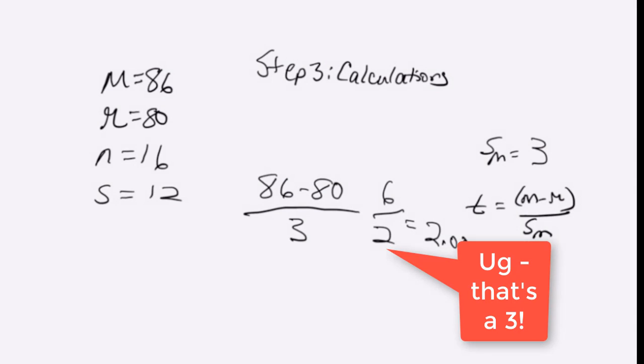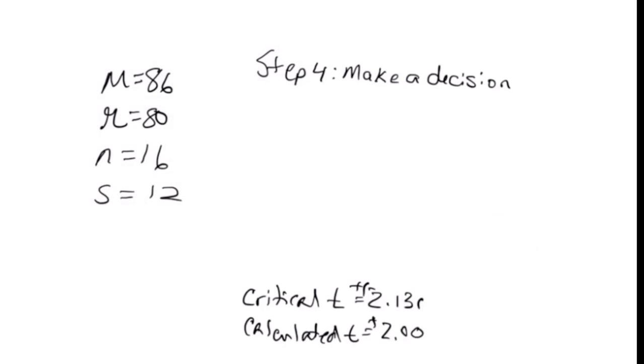And now it's time to make the decision. The critical t value that we determined was plus or minus 2.131, and our calculated t was a positive 2. So we can see that our calculated t is not as extreme as the critical t. So in this case, we failed to reject the null hypothesis.